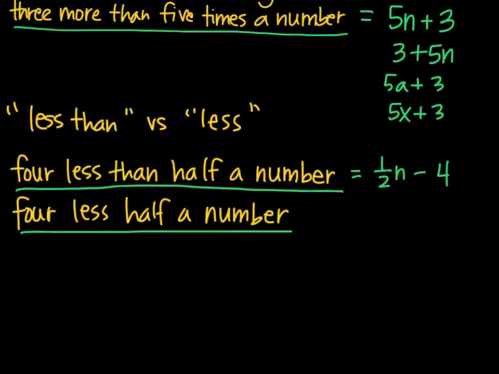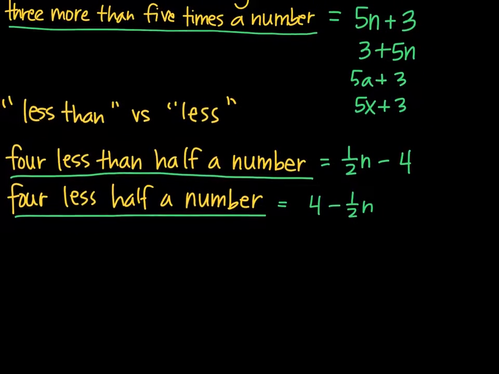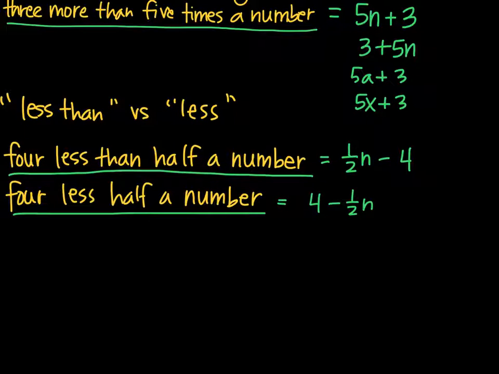Okay, compare that to if it just says less. If it doesn't say less than, if it's just less, then it's 4 less or 4 subtract half a number. And so those are different things. Subtraction is different than addition. In addition, you have the commutative property where the order does not matter. But in subtraction, you don't, and the order does matter. And so you want to make sure that you're watching that real carefully for that word than.